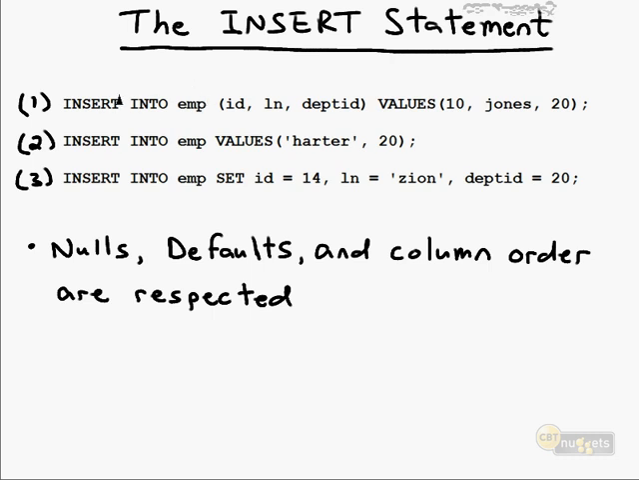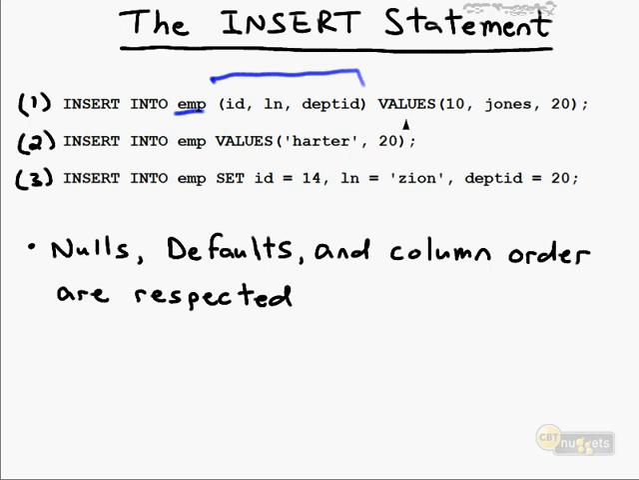Now, to jump right into the syntax, to insert a new row into a table in MySQL, we say insert into the name of the table, and then optionally, in parentheses, you can specify the columns that you're inserting. So in this case, we could be really formal and assume that this employee table has three columns, ID, LN, and dept ID, and we're just specifying as clearly as possible in advance that we are in fact going to insert data into all of those columns.